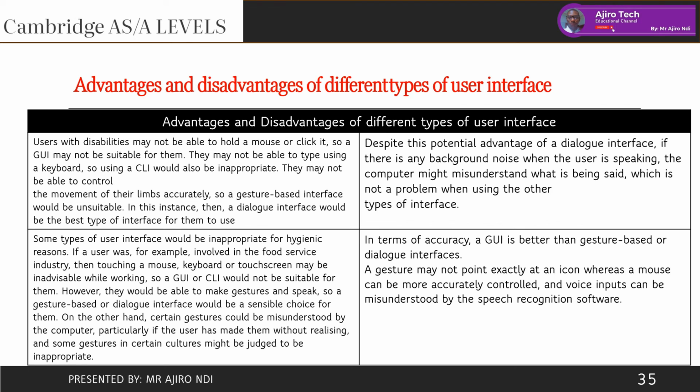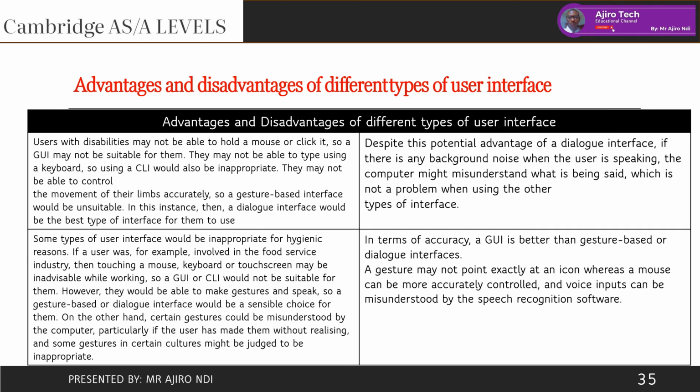In terms of accuracy, a GUI is better than a gesture-based or dialogue interface. A gesture may not point exactly at an icon, whereas a mouse could be more accurately controlled, and the voice input can be misunderstood by the speech recognition software. So this is very, very important. We have come to the end of this class. It's a very impactful class, very awesome class.